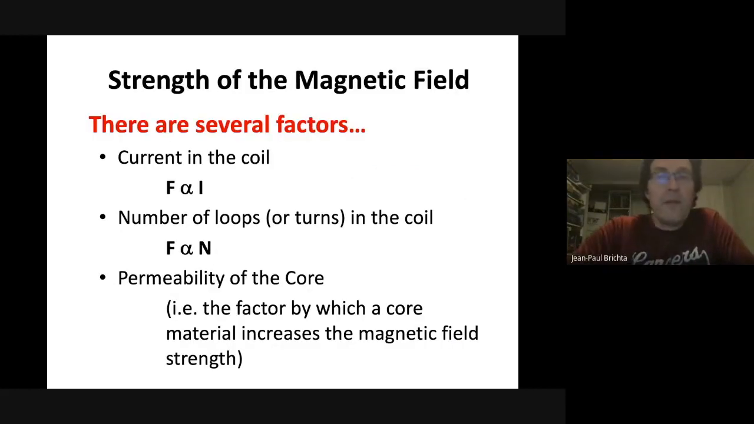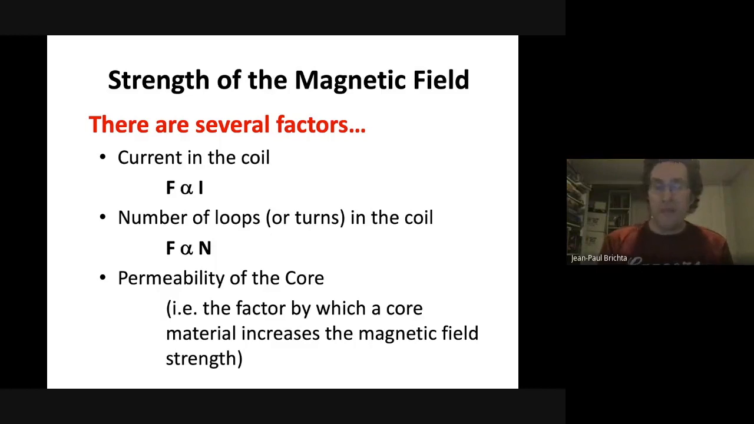Okay, if you want to increase the strength of your magnetic field, which you might want to do, there are a couple ways that you can do it. The first thing is that your magnetic field is proportional to your current. So the more current through your coil, the stronger your magnetic field will be. Also, the number of loops, or turns as it's sometimes called, in the coil. The more turns you have, the more loops, the stronger your magnetic field is going to be.